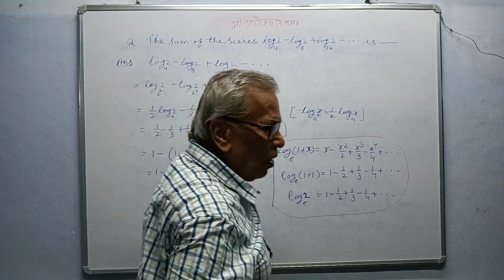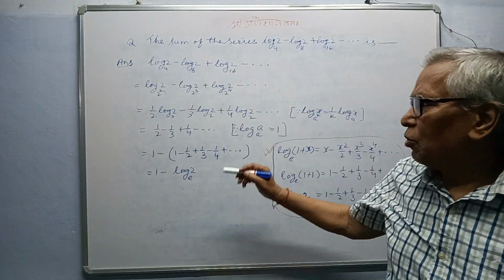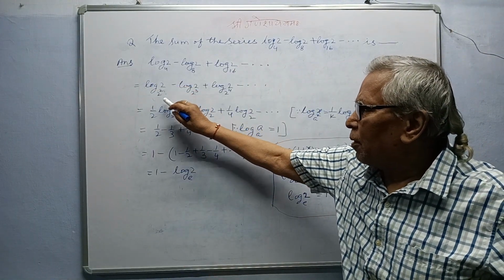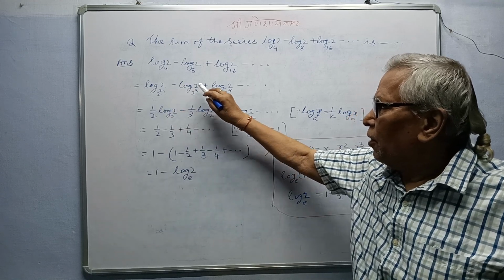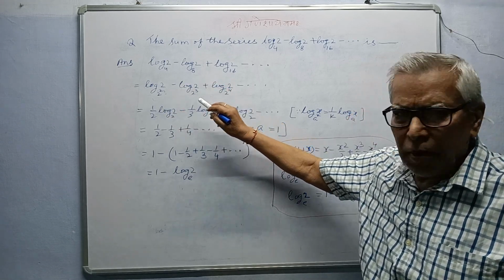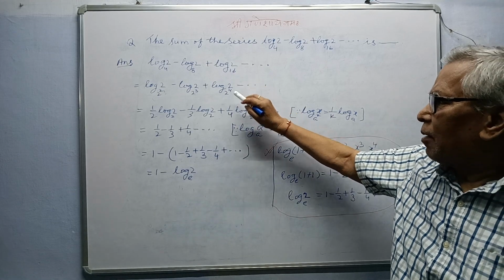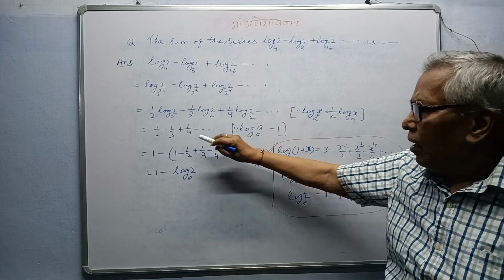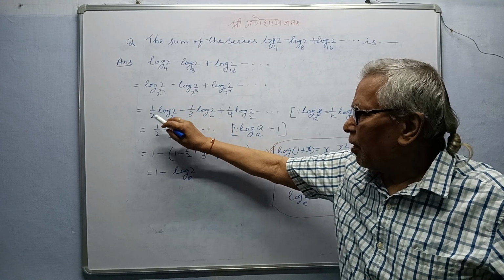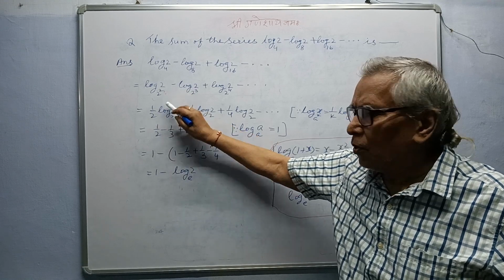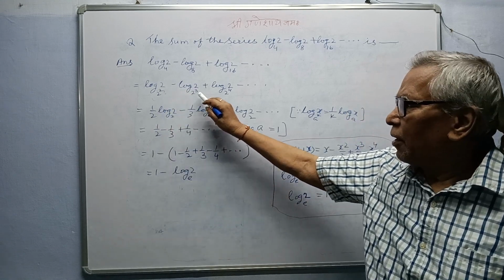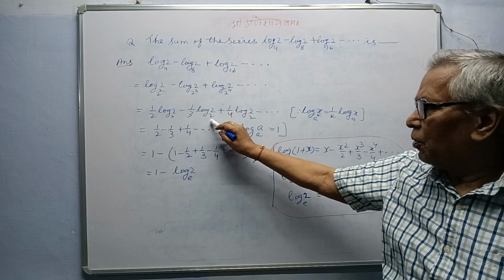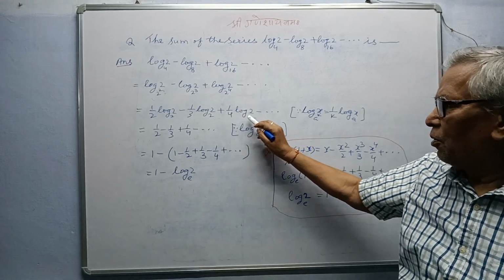log 2. 4 can be written as 2 square, 8 can be written as 2 to the power cube, and 16 can be written as 2 to the power 4. Now the power will come in front. So 1 by 2 log 2 to the base 2 minus 1 by 3 log 2 to the base 2 plus 1 by 4 log 2 to the base 2.